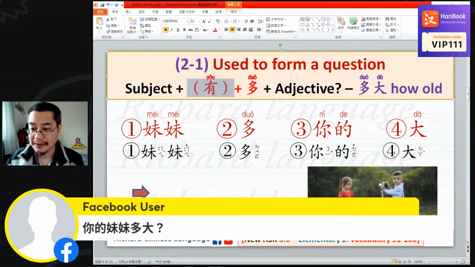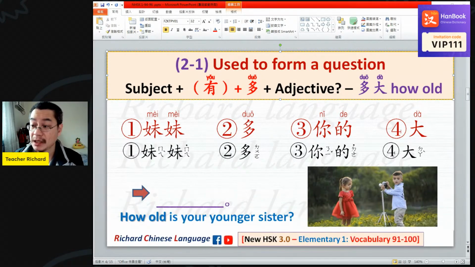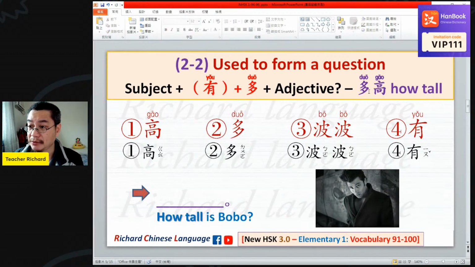Okay, so yeah, 你的妹妹多大 And then my suggestion is you just use 多大 is good enough. You don't need to use 有 here. Yeah, 妹妹有多大 is also correct. And let's talk about 多高.